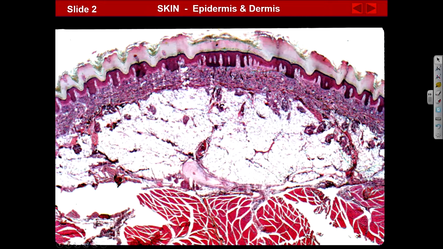And then down here, this more broken up part is the reticular layer of the dermis. And of course, the papillary layer would be interdigitated with the epidermis. And then down here, this adipose tissue is the hypodermis. Okay? So hopefully we can recognize those different layers of skin. And this is muscle down here.